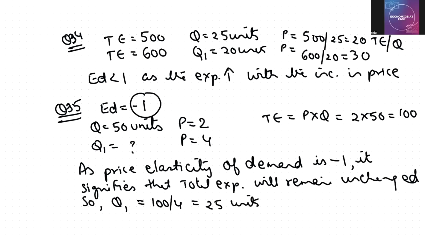Okay, so TE कितना हो जाएगा आपका? अगेन 100 हो जाएगा, और क्वांटिटी कितनी हो जाएगी यहाँ पे? 25. So I've already shown this. Okay, so this is your answer.